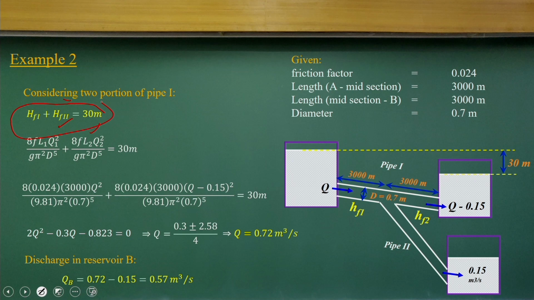The energy losses of this sector and this part should be considered: Q amount of discharge is going through this, and Q minus 0.15 through this one. So you get this value. If you solve it, you will get the Q value, and once you know this Q value, you can compute the other discharge. The tricky part and the hints of these problems are only these, nothing else.